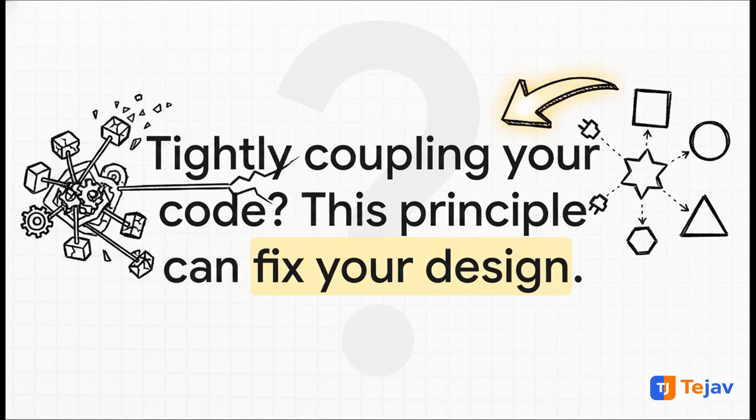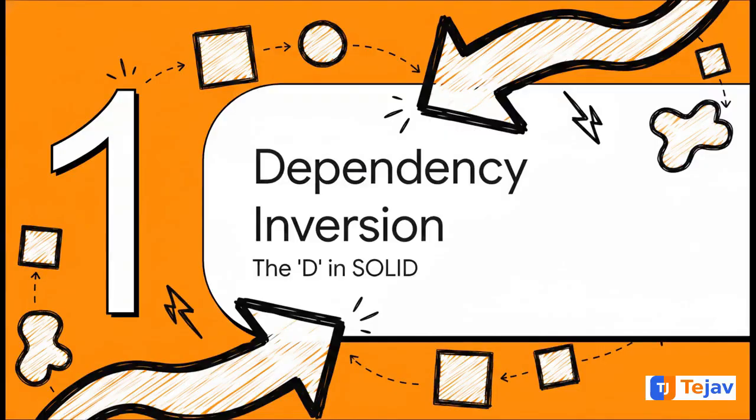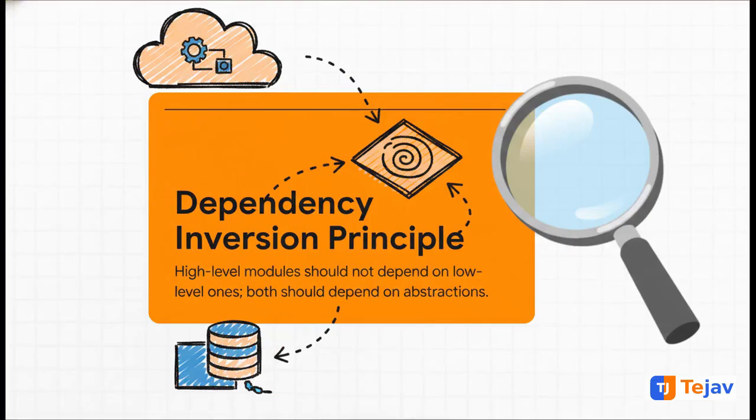But what if I told you there's one single principle that could fix all of that, making your code flexible and ready for the future? Well, that's where dependency inversion comes in. It's the D in the famous SOLID principles, and trust me, it's a game changer. Once you really get this idea, it will completely change how you think about connecting the different parts of your software.